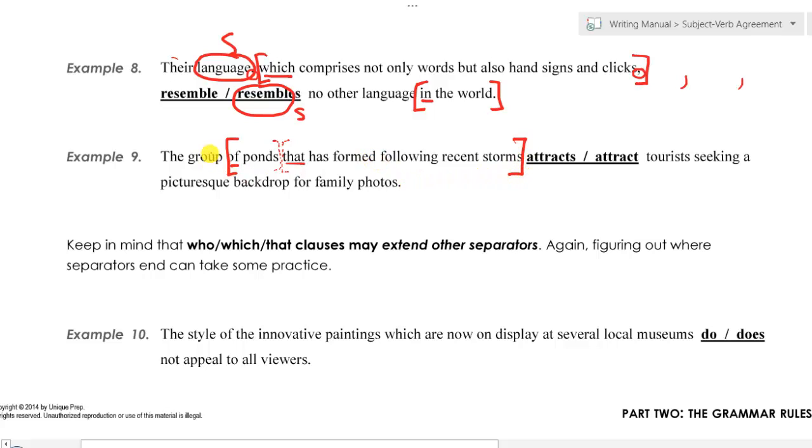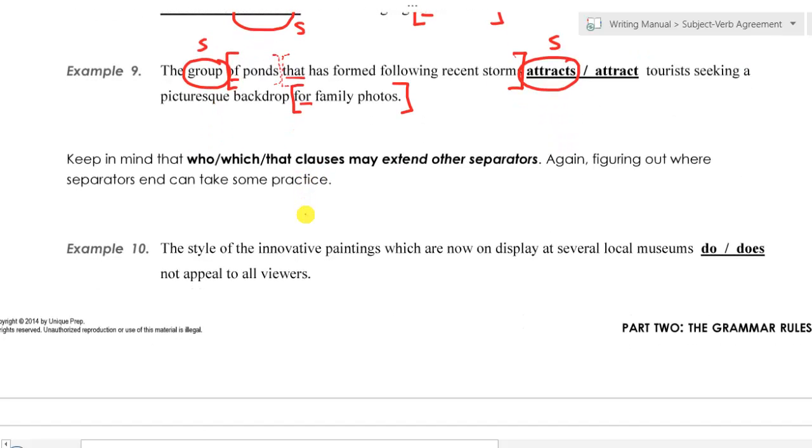So now I have the group, that's my subject, and the appropriate verb here would be attracts. Group is a singular subject. I need a singular verb, attracts. So the group attracts tourists seeking a picturesque backdrop. There's another separator back here that we could bracket. That's example 8 and 9. And then on example 10, again, if you want to do it on your own, go ahead.